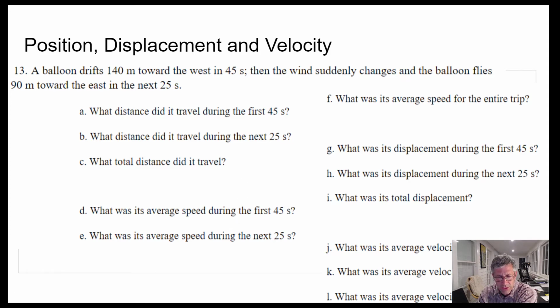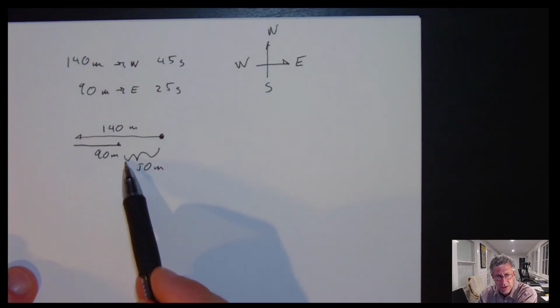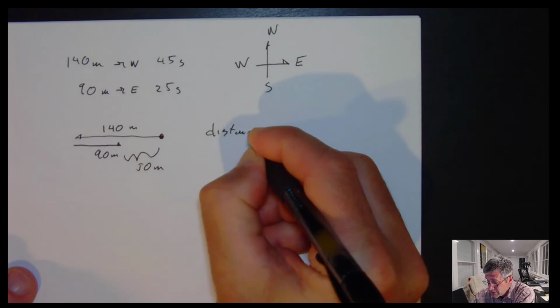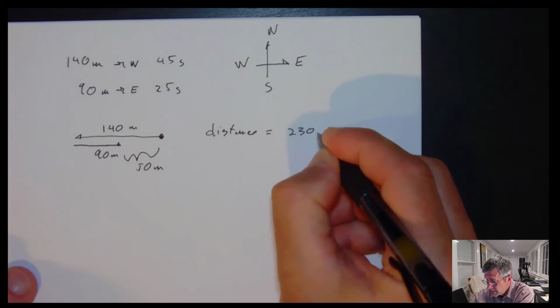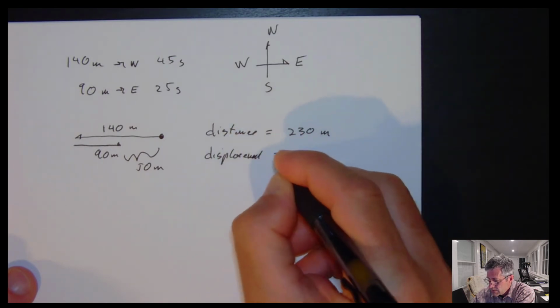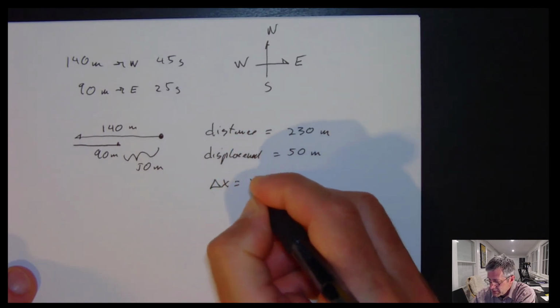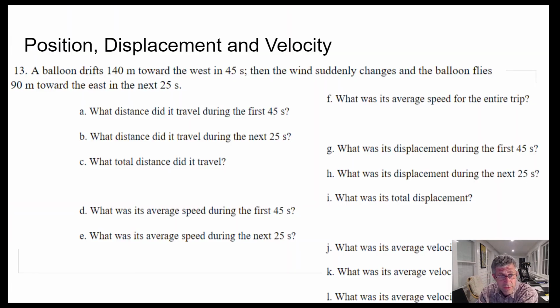So it traveled 140 meters in the first 45 seconds. It traveled 90 meters in the second 25. The total distance traveled is going to equal the sum of these, right? Which is going to be what, 230 meters. The displacement is going to be 50 meters. Again, displacement delta x should be my final minus my initial. So there's a mathematical formula for it, but yeah, we don't use it very often.